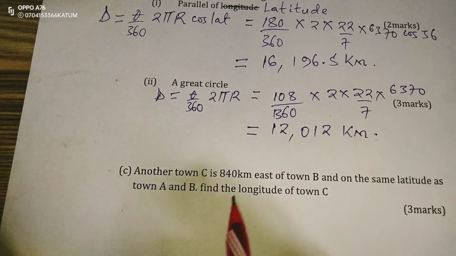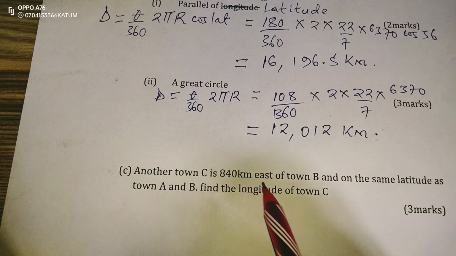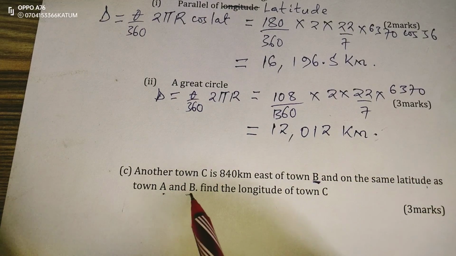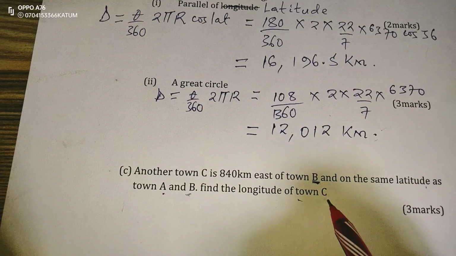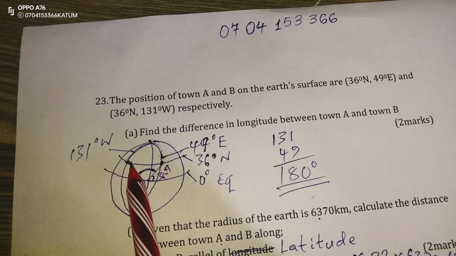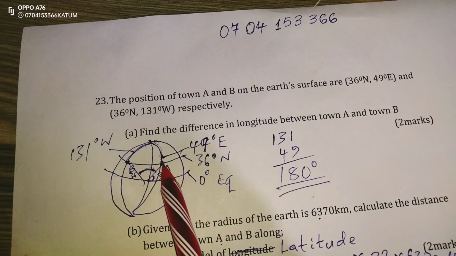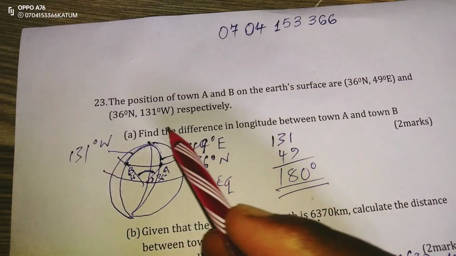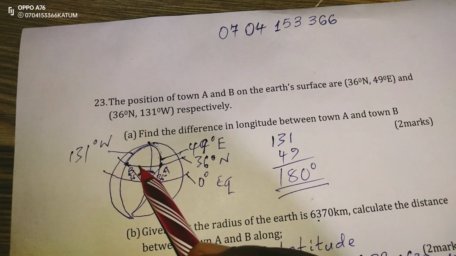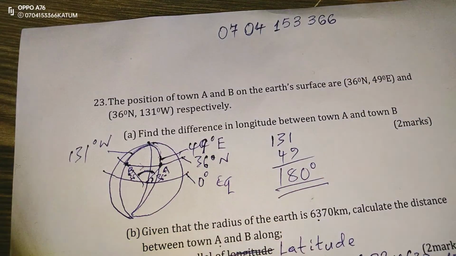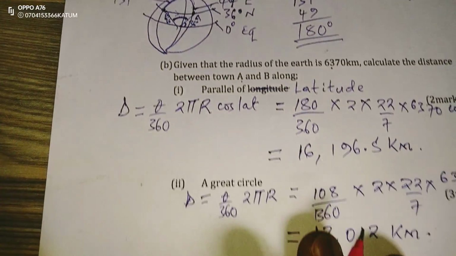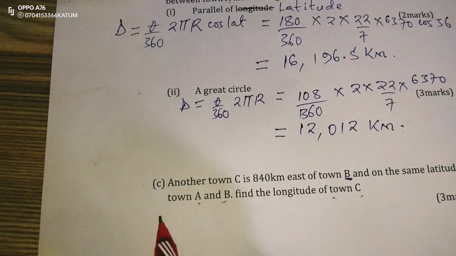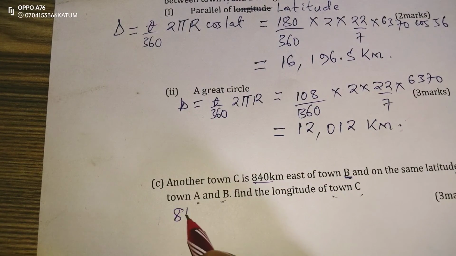Finally, we are given that another town C is 840 kilometers east of town B and on the same latitude as towns A and B. Find the longitude of town C. Therefore, along the same latitude, we have a town C which is 840 kilometers east of B. So when we are at B, we move to the east a distance of 840. Now that we are moving along a small circle, we can know the angle difference from 131 through a distance of 840. So the distance is known.